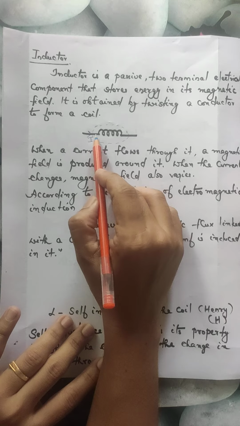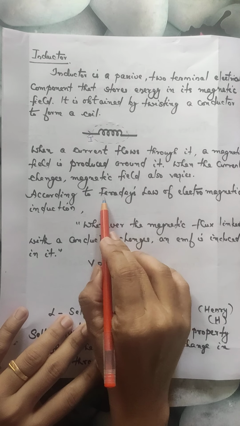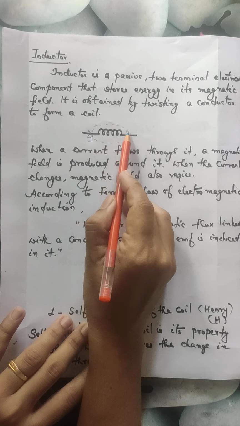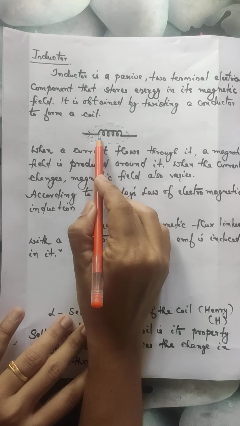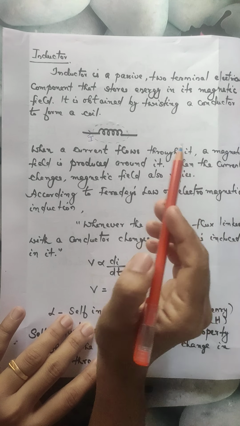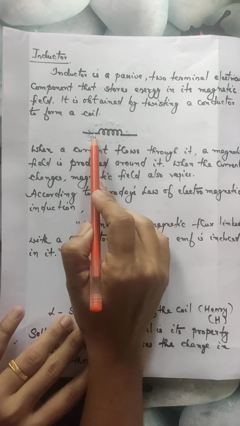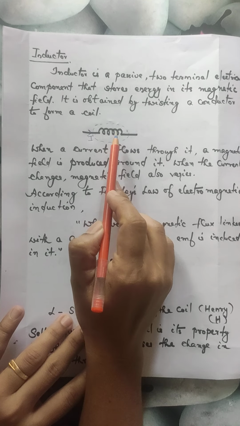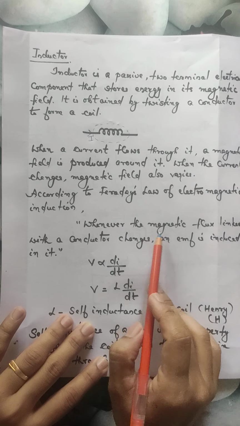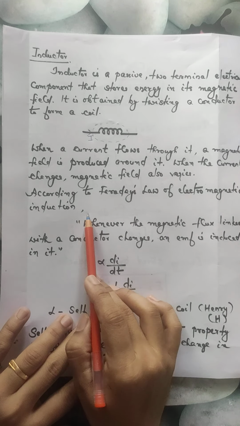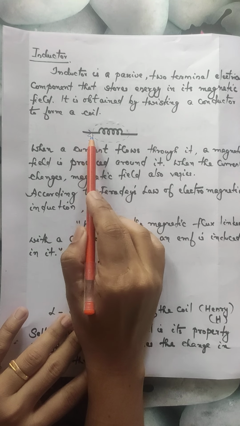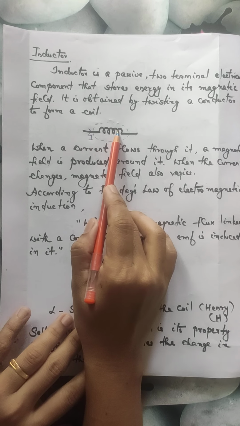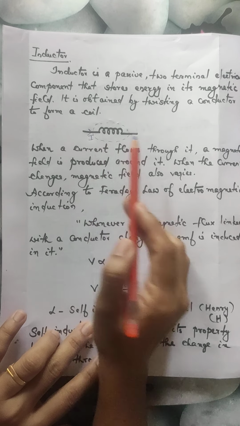According to Faraday's law of electromagnetic induction, whenever the magnetic flux linked with a coil or a conductor changes, an EMF is induced in it. So when the magnetic flux linked with this inductive coil changes, an EMF will be induced in this coil. When the current through this coil changes, the magnetic field around the coil changes, and as a result an EMF will be induced in it.